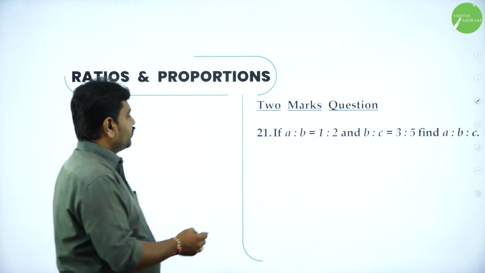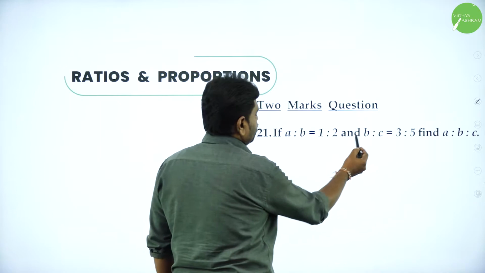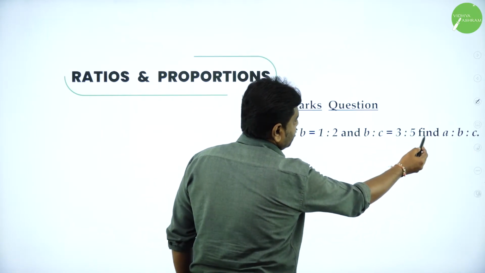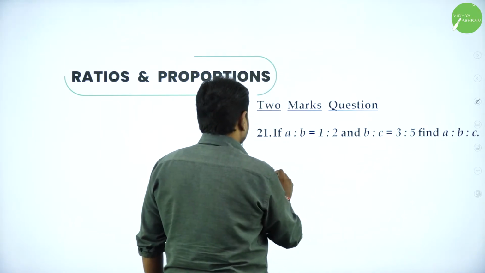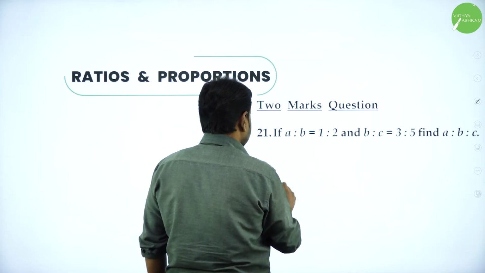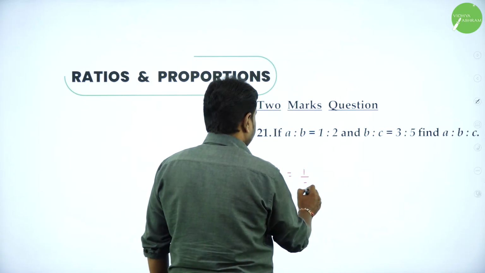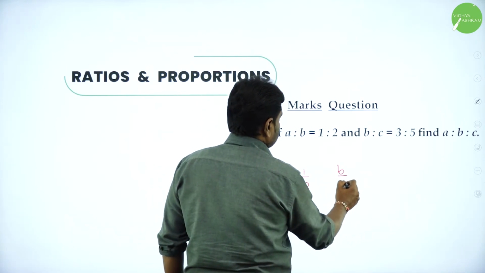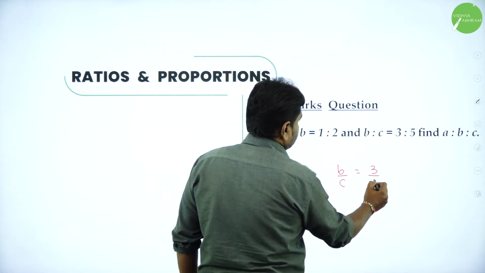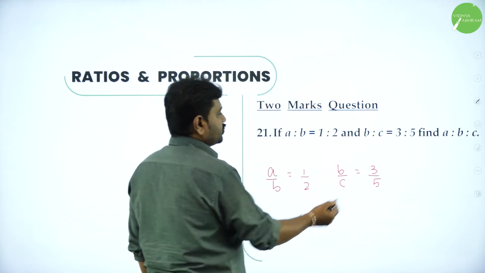Then if A is to B is 1 is to 2 and B is to C is 3 is to 5, find A is to B is to C. So they give A by B is 1 by 2 and B by C is 3 by 5. They want A is to B is to C.